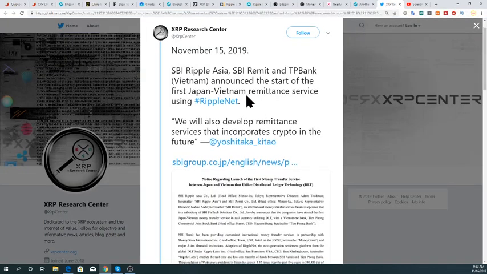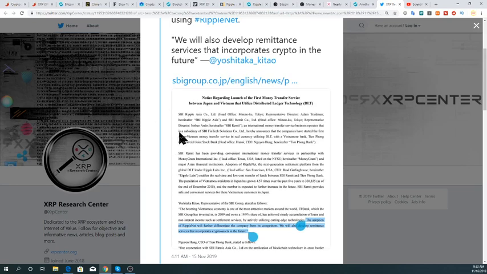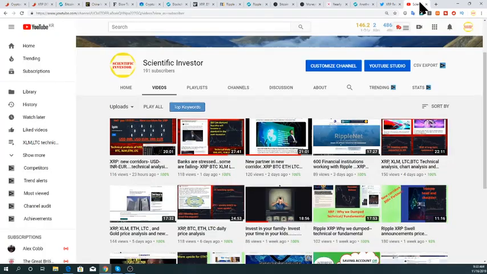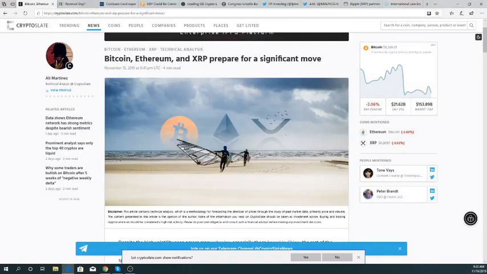Now this one is the same, but if you guys want to read the details, you can use this. And at the bottom, the highlighted words are: the adoption of RippleNet will further differentiate the company from its competitors. We will also develop a remittance service that incorporates crypto assets in future. You see, it's plural, crypto assets. When the XRP community talks, they include everyone. Say they can maybe use Ether, Bitcoin, LTC, Dash, or some other cryptocurrencies for payment purposes, because this is RippleNet. Anything can be used within. They support everything, unlike others.